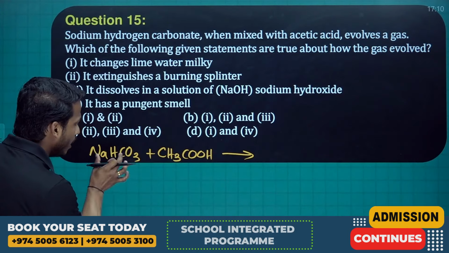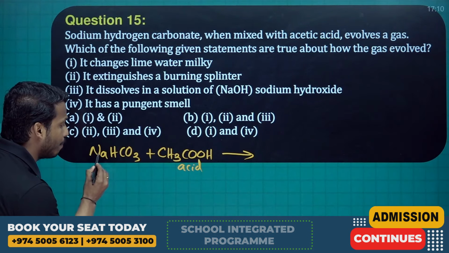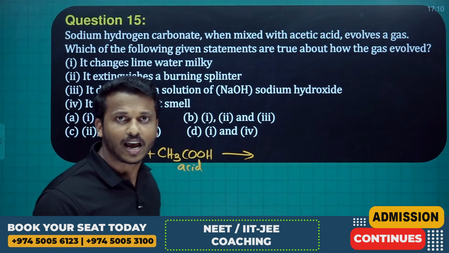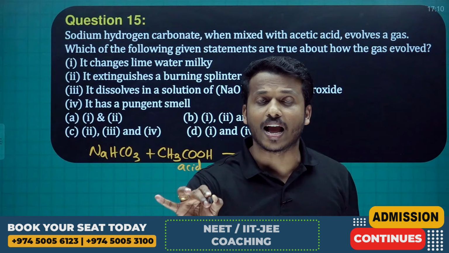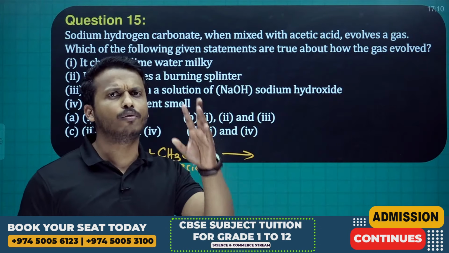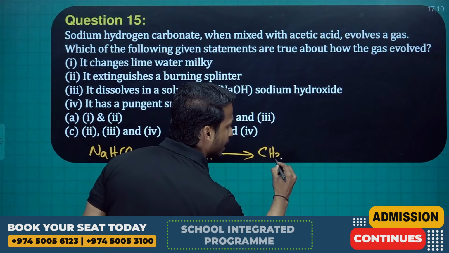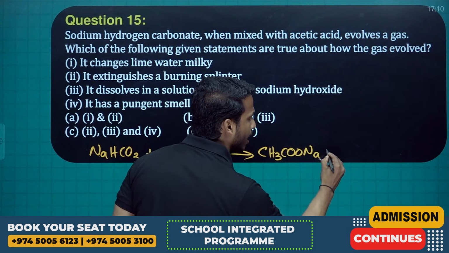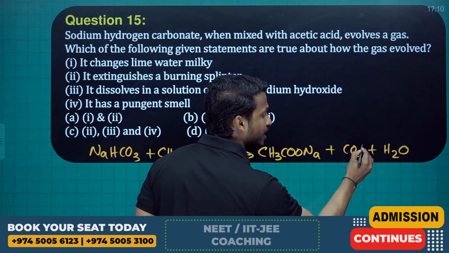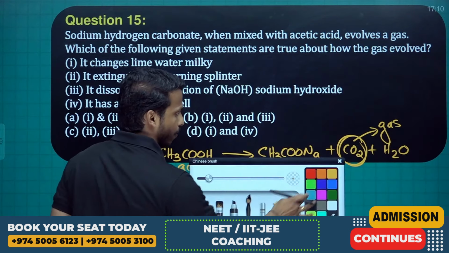Okay, ready all of you? Dear all, this is an acid and this is a metal bicarbonate or metal hydrogen carbonate. We studied that carboxylic acid when reacting with the metal bicarbonate gives you salt, water and carbon dioxide. So what is the salt, my dear student? CH3COONa, then carbon dioxide and also water. Yes, we got it. Which is the gas? Carbon dioxide is the gas formed, right?